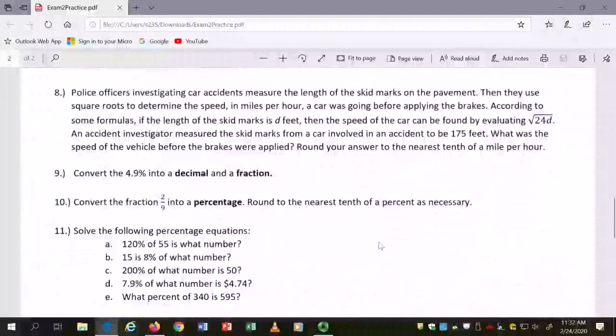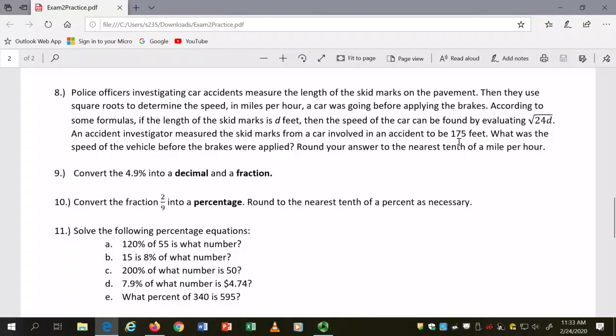Sure. Number 8 is an application of square roots. There's a function that they will use in accident evaluations, and it tries to estimate the speed of vehicles based on skid marks that they leave when they're braking. They take the length of the skid marks, and then they plug it into this equation, root 24D, and that's how they can estimate the speed the car would have been going in miles per hour.